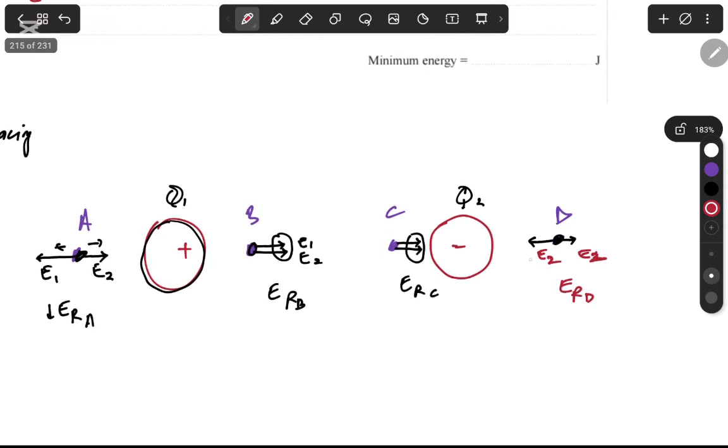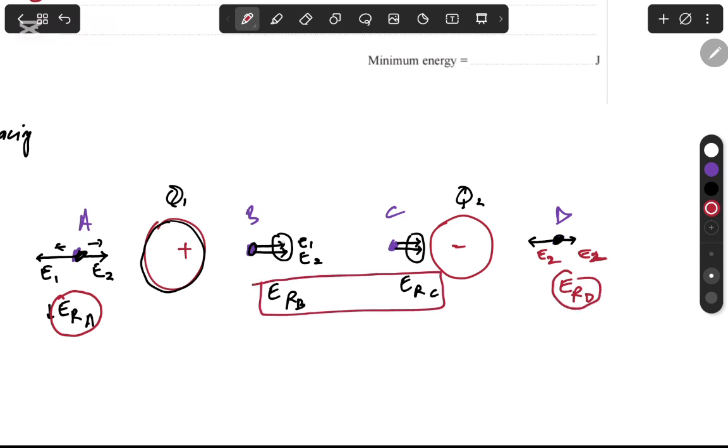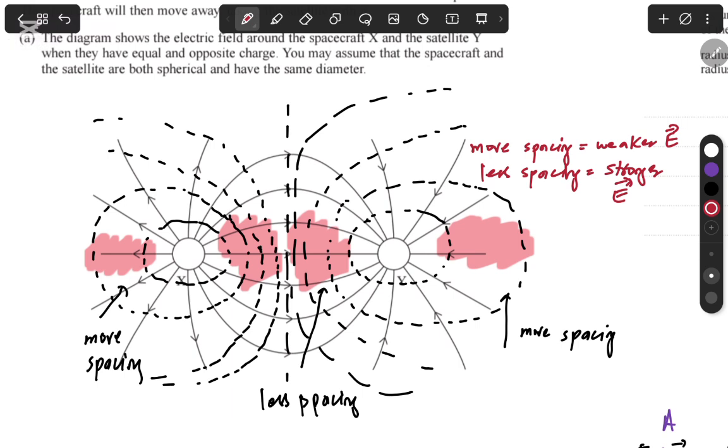Now, we can see that the electric field strength here and here is much less than at B and C. At B and C, we're adding two values, and they're both in the same direction, so they add up to give you a bigger number. Here, opposite direction, smaller number. One will be positive, one will be negative. So that's why the electric field strength here is weaker and here it's much stronger. So I hope that first part is clear.